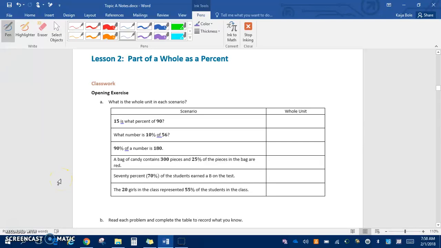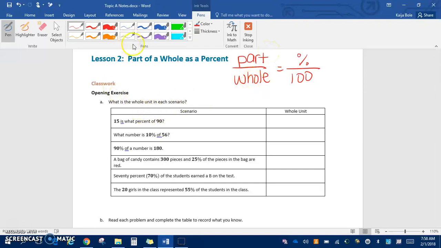Alrighty, here we are on 4.2, part of a whole as a percent. So this is what you need to write down at the top, this proportion setup. For all of these, we're going to be using part over whole equals percent over 100. So this 100 will always be here, and these other three spots are what we have to fill in, and one of them is what we're going to have to find.